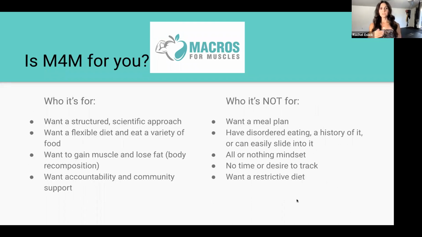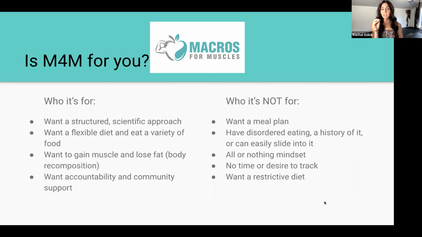So Macros for Muscles is for people who want a structured scientific approach. They want a flexible diet. They want to eat a variety of food. They want to keep the muscle they have and potentially lose body fat. You can also use macros to gain weight. I'm assuming most people are not in that camp. The vast majority want to lose body fat, but you definitely can be in Macros for Muscles, and I can help you get into a surplus in a safe way. This is for people who want accountability and they want community.